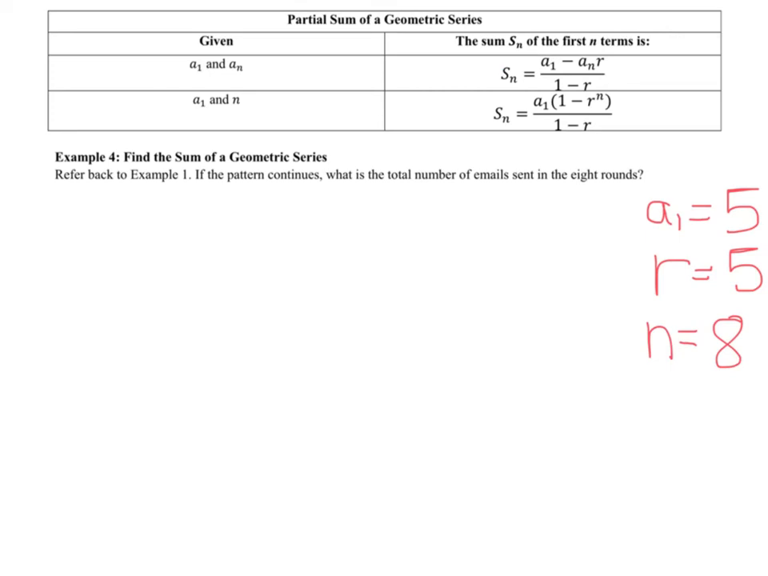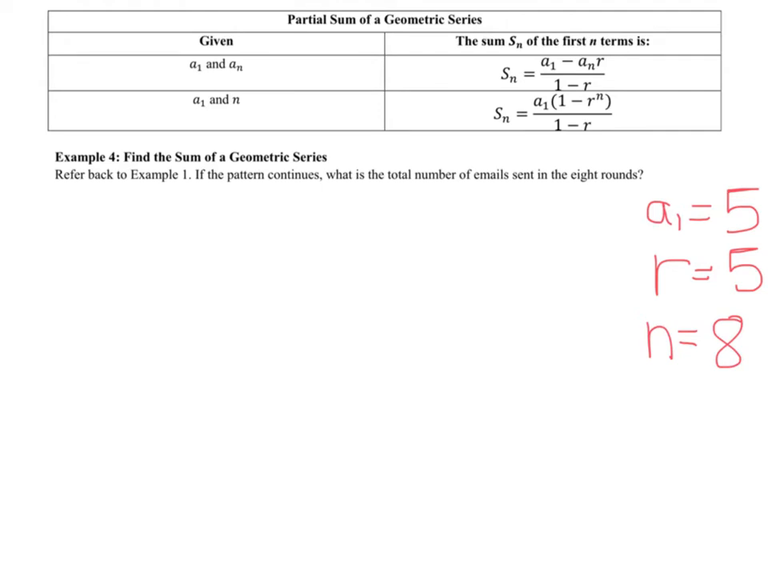In example 4, we're looking at sums of geometric series. And they want us to refer back to example 1 and look at, if the pattern continues, what is the total number of emails sent in the 8 rounds? So as you can see, I've copied the information over from that slide that we had from that first example. So we have a sub 1 is 5, r is 5, and n is equal to 8.